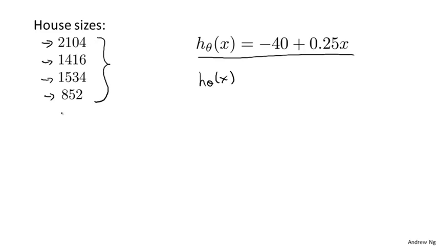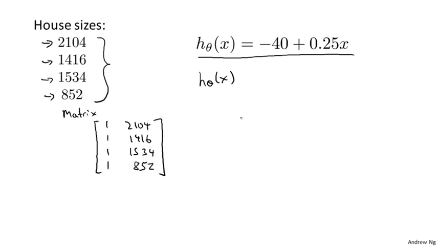So here's how I'm going to do it. I'm going to construct a matrix as follows. My matrix is going to be 1, 1, 1, 1, next to the sizes of my 4 houses here. And I'm going to construct a vector as well. My vector is going to be this vector of 2 elements, minus 40 and 0.25. Those are these 2 coefficients, theta 0 and theta 1.